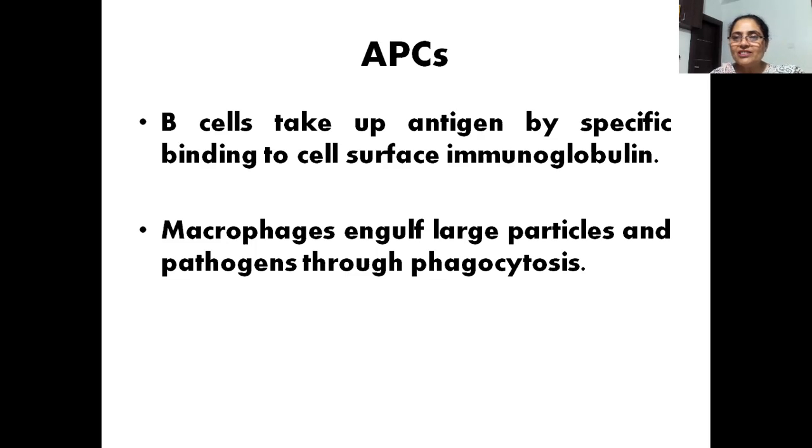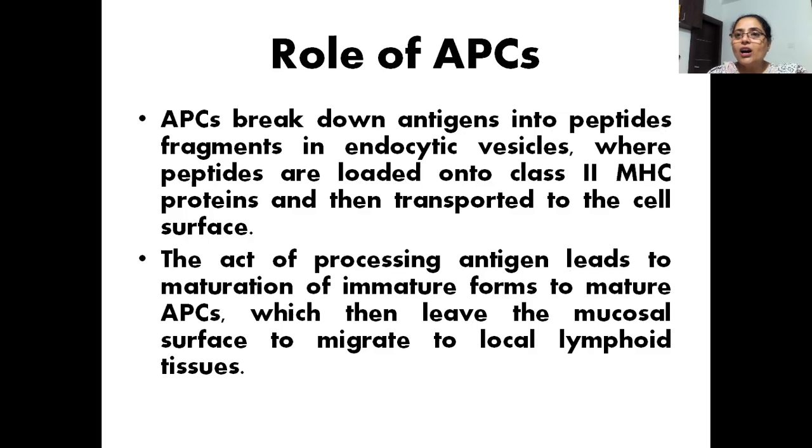One more antigen presenting cell which I want to discuss is the macrophage, which engulfs large particles through phagocytosis, and then it processes the peptides, takes them to the surface and presents them to T cells. So these antigen presenting cells we have discussed: dendritic cells, which are more in number, then B cells, mast cells are also antigen presenting cells, while macrophages are also antigen presenting cells.